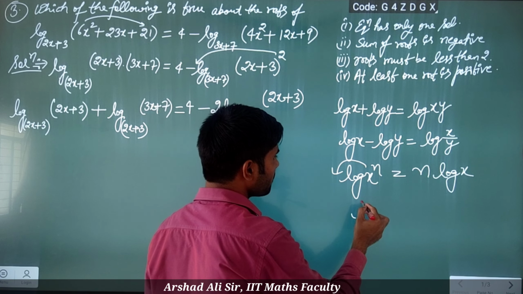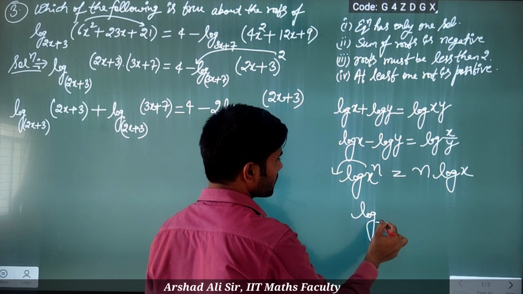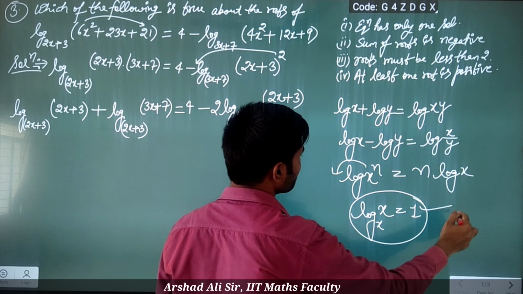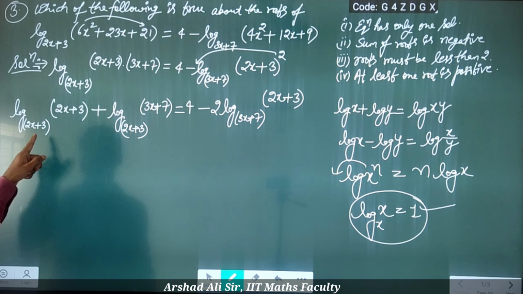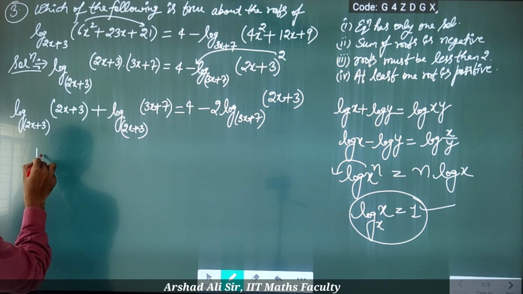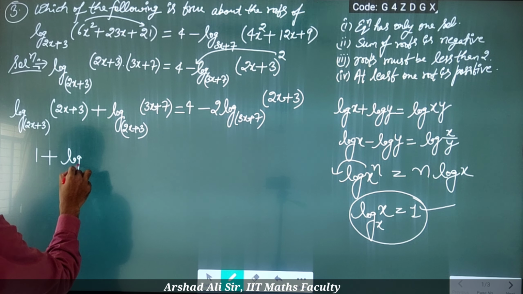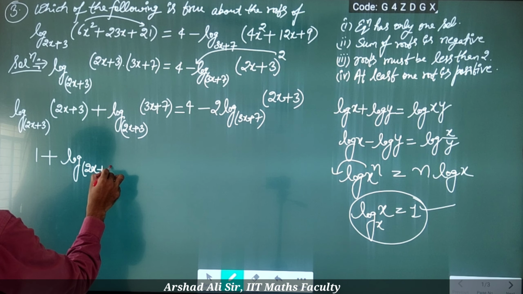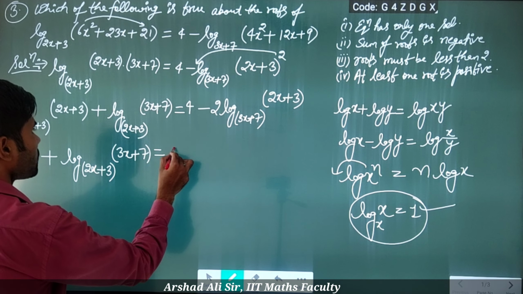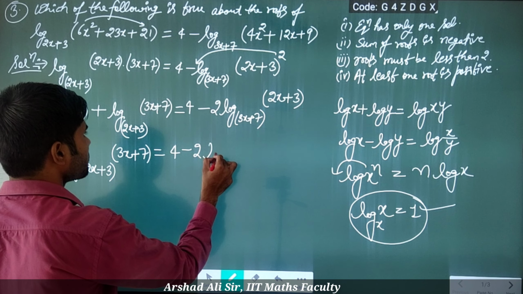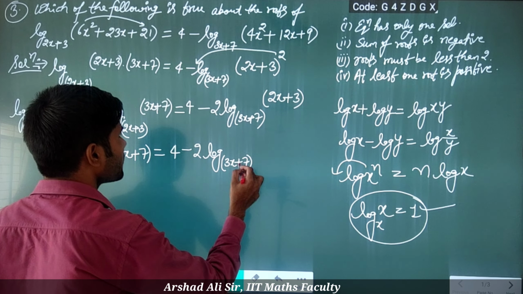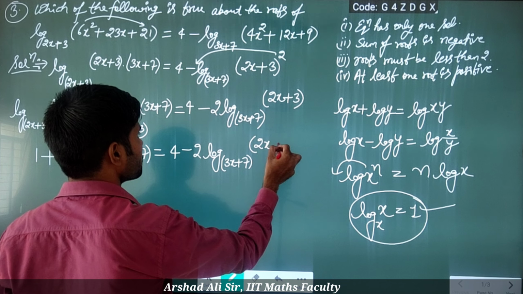Suppose we have the number and base both the same. Suppose we have log base x of x. So it is equal to 1. Remember this one. So here log base (2x plus 3), and the number is also 2x plus 3. So instead of the first term, what we can write? 1 plus, what is the second term? Log base (2x plus 3) of (3x plus 7), equal to 4 minus 2 log base (2x plus 3) of (3x plus 7).